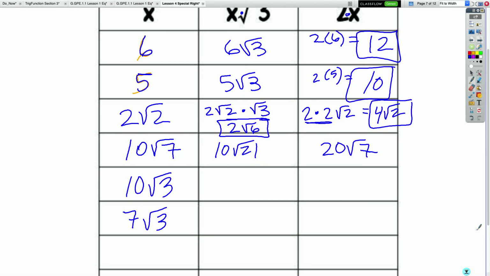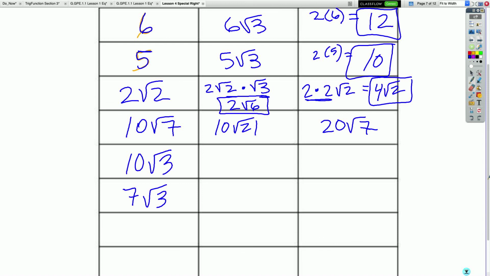Okay, so we had 10 square root of 3 times the square root of 3. I'm going to show you both ways that I saw people doing this, which was fine. So 10 square root of 3 times square root of 3 becomes 10 square root of 9. I saw some people doing it that way, which is fine, except it's not simplified. What is the square root of 9? 3. So we end up just doing 10 times 3, which is 30.